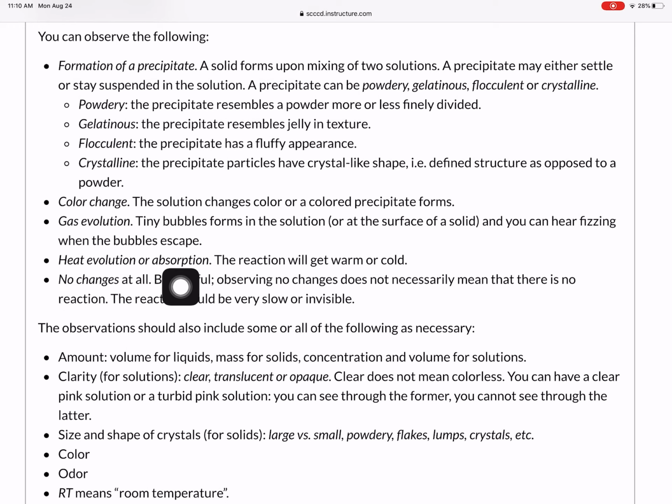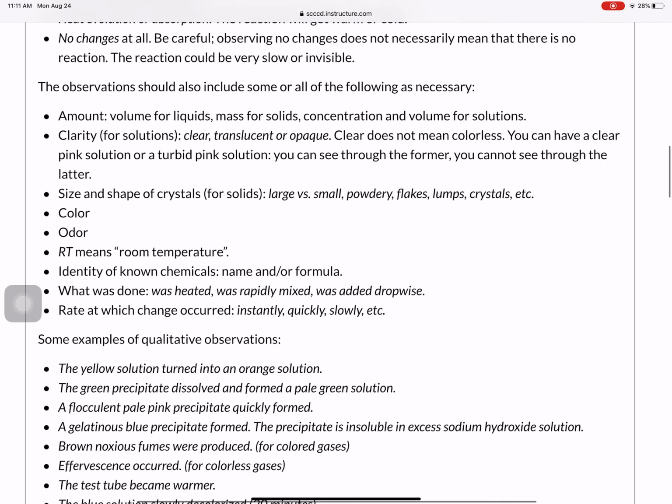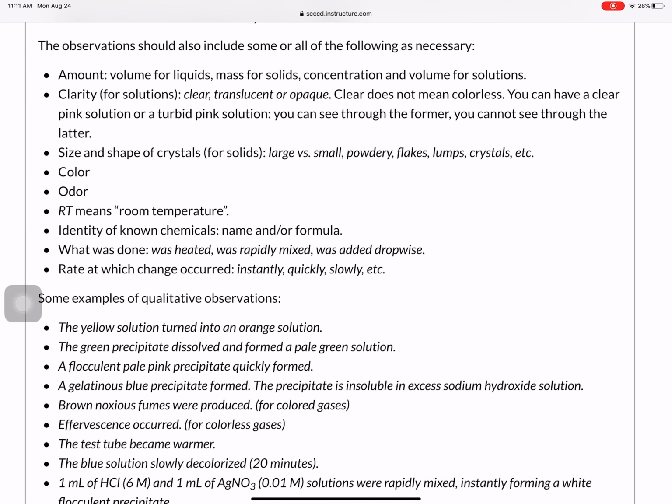Heat evolution or absorption, that's going to be tough in a video, right? But that means that the reaction's getting warm or getting cold. Sometimes there are no changes at all. It's important to remember that no changes doesn't mean that nothing's happening. It just means that there's something happening that we can't see. So here are some other things to include in your observations. Amounts of things. Is it a lot of precipitate? Is it a little precipitate? Concentrations, masses, volumes, etc.